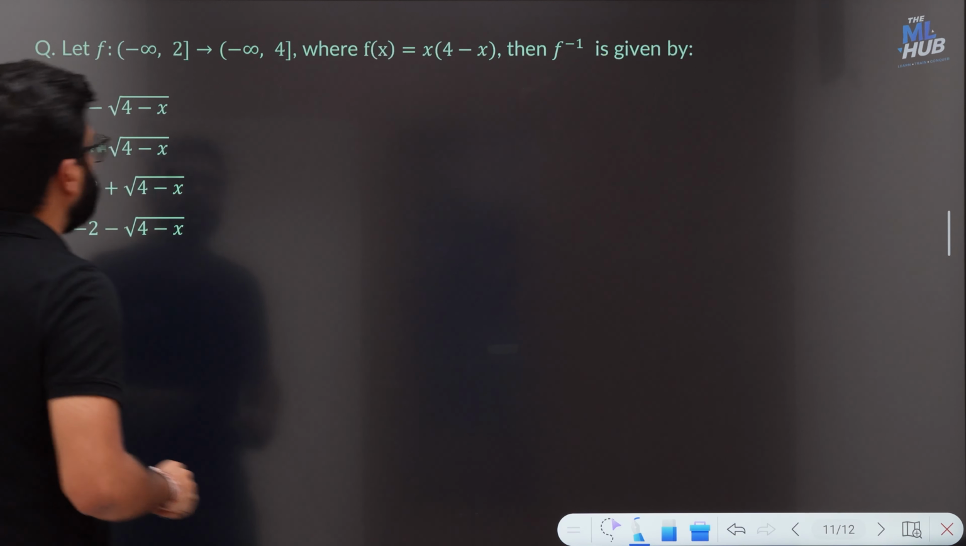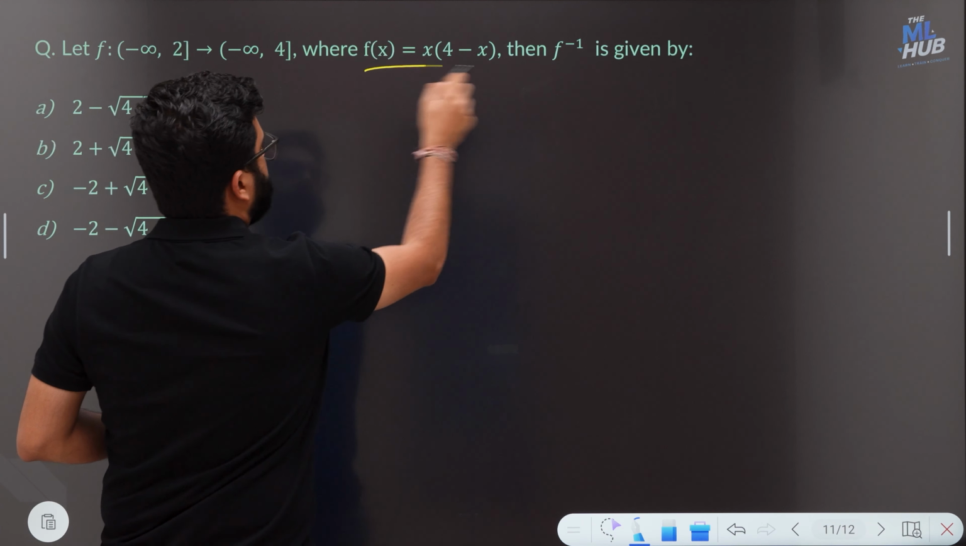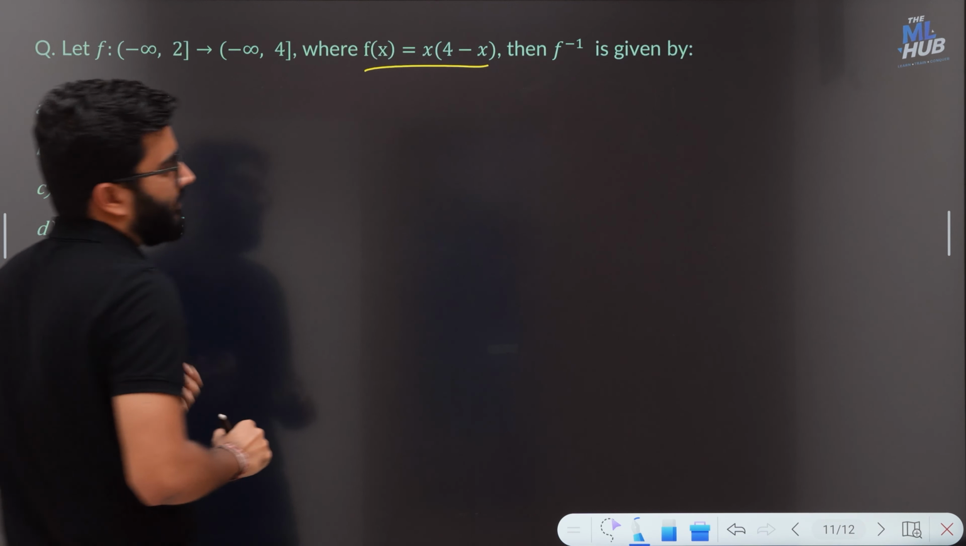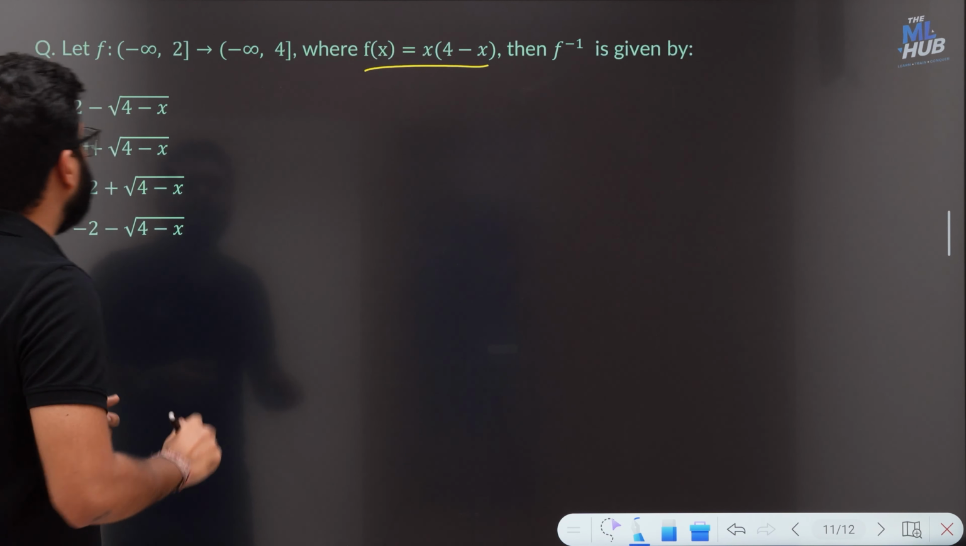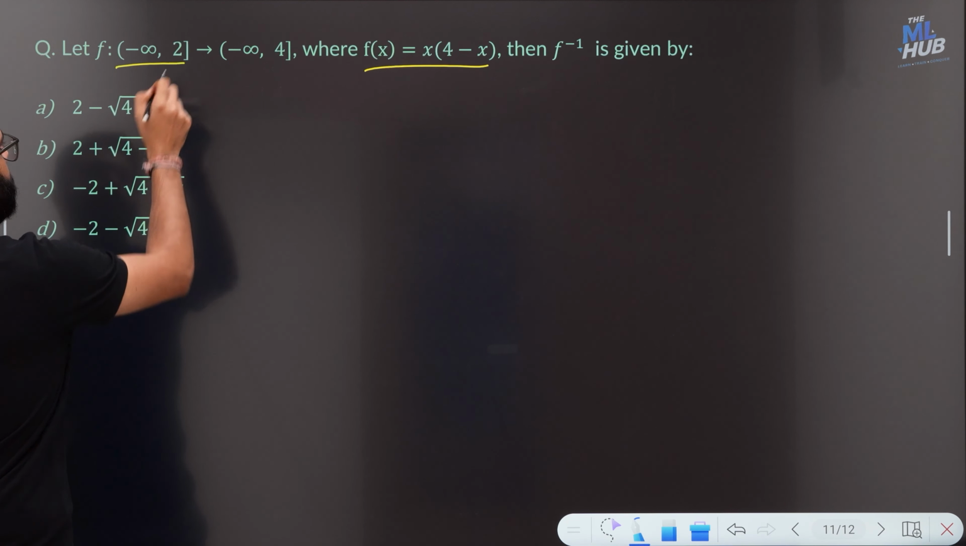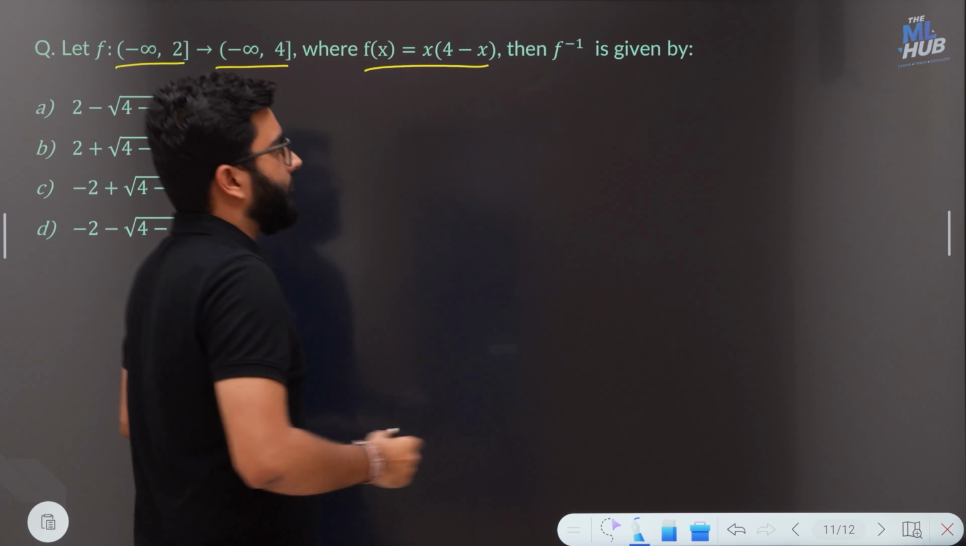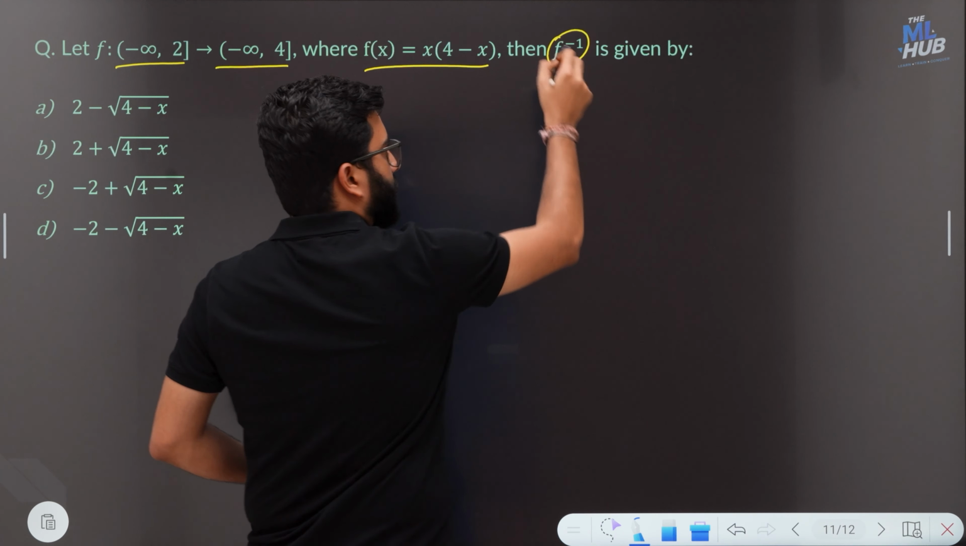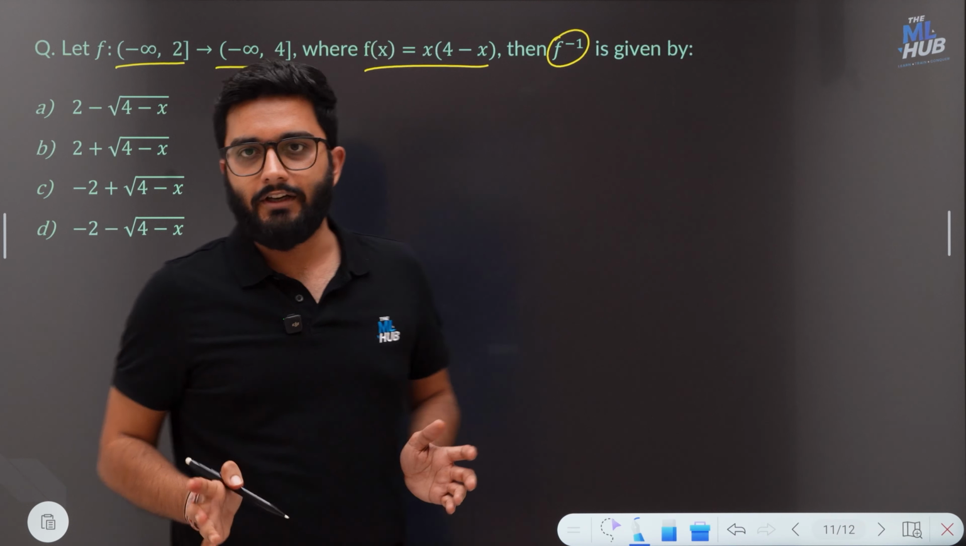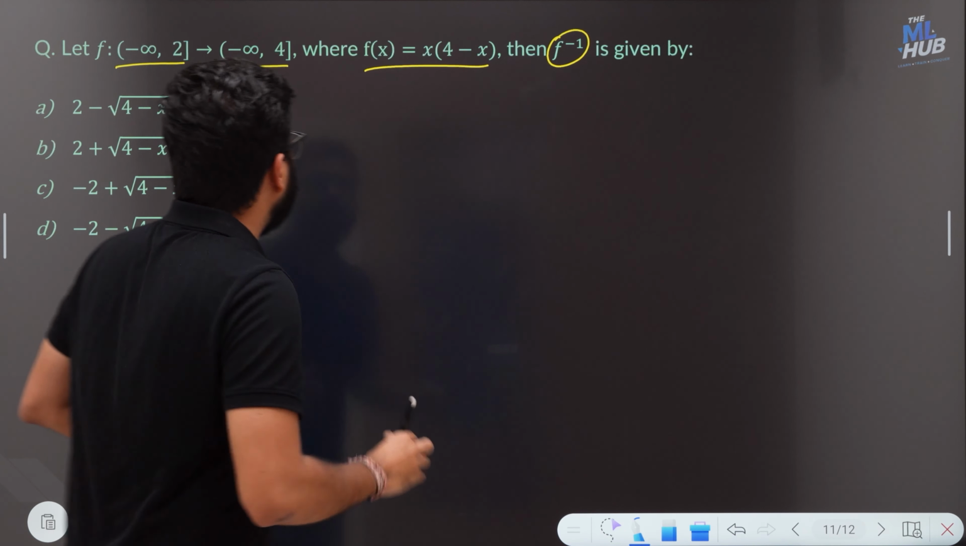So let's see one more problem. Given f of x as x times 4 minus x, which is a quadratic function from minus infinity to 2 to minus infinity to 4. We need to find what will be the inverse of this function. Given f of x, we need to find the inverse of this function.